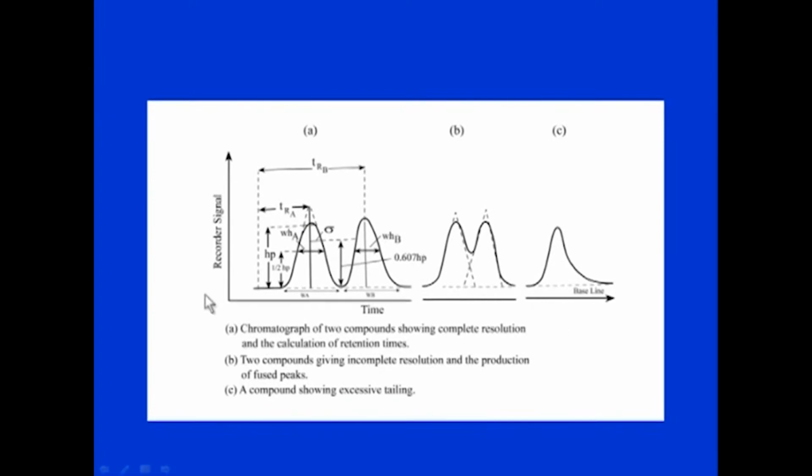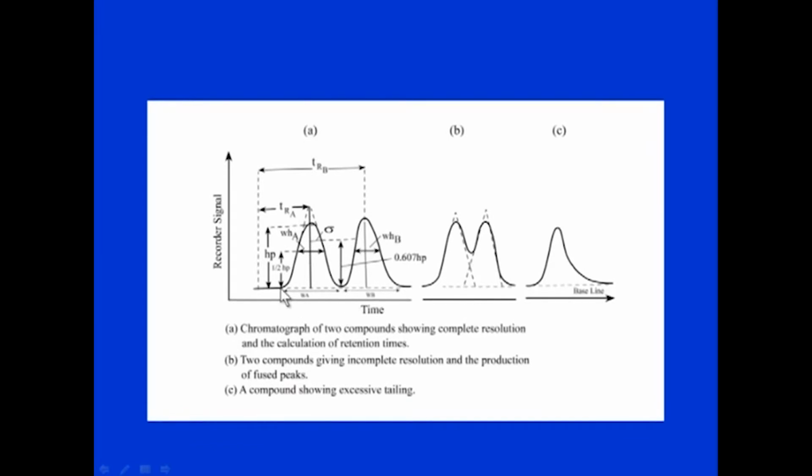If you see this figure here, we can see certain peaks. There are two completely resolved peaks here, and here you have the retention time of peak A, which we are taking from the origin, and there is another peak with retention time TRB, the second peak with increased retention time, that is, this peak comes later on. But you can see these two peaks are almost separate, or we can say these are completely resolved.